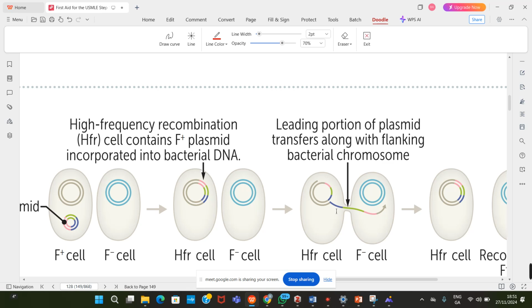So that leading part will just drag along small parts of the bacterial chromosome that we need. It will drag it out, and both of them will now enter into the F negative cell.